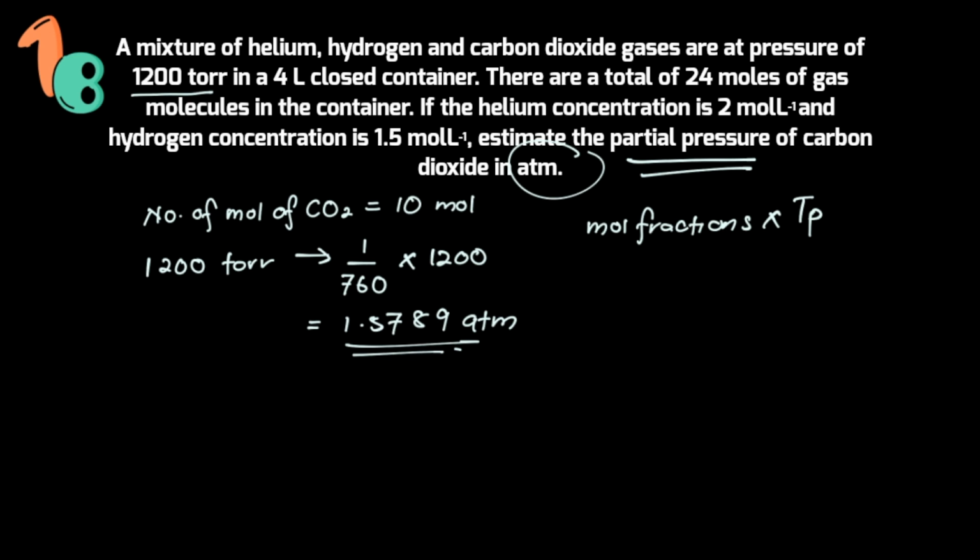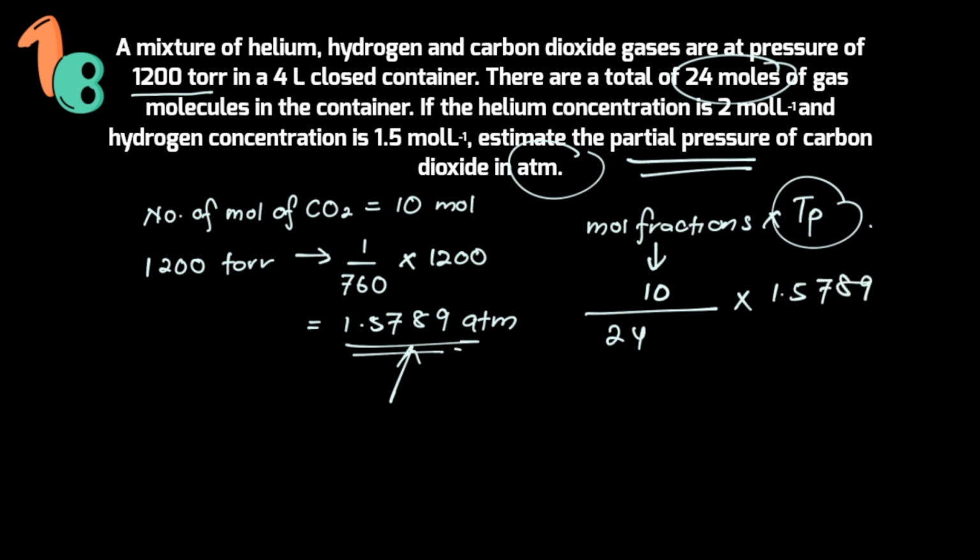What is the mole fraction? So the mole fraction of carbon dioxide is equivalent to the number of moles for carbon dioxide divided by the total number of moles. So the total number of moles is 24 times your total pressure, which is this one, 1.5789. So it is equivalent to 0.6597. So this is the partial pressure for your carbon dioxide.